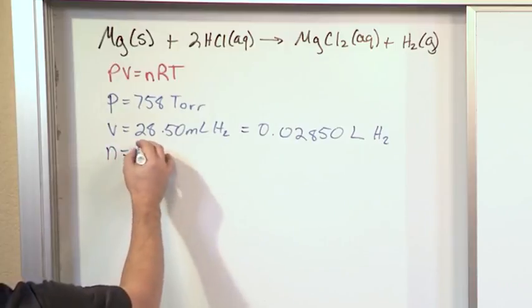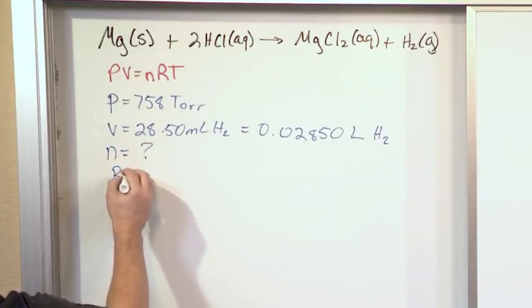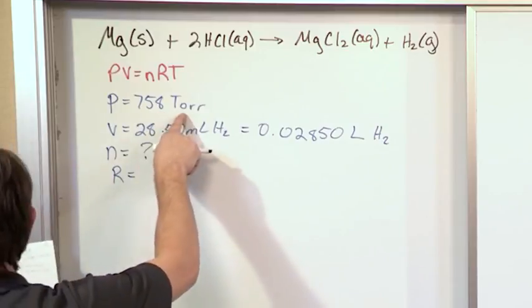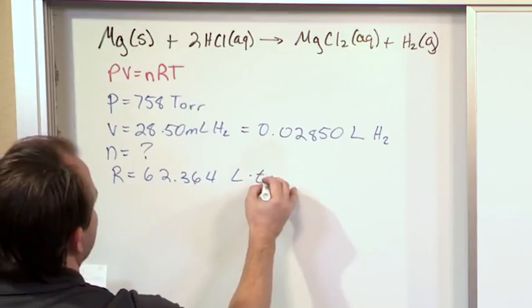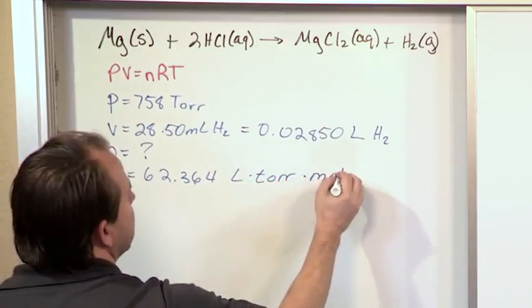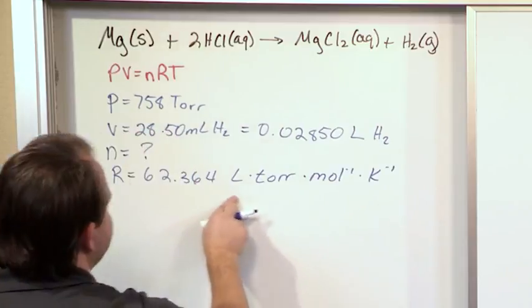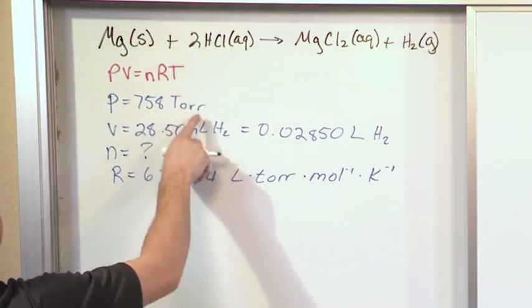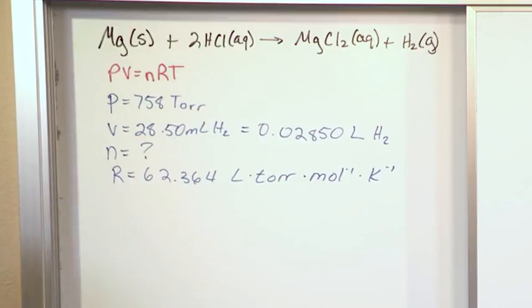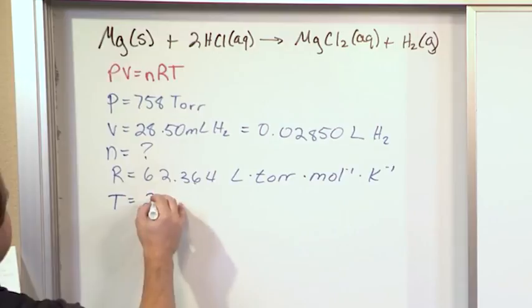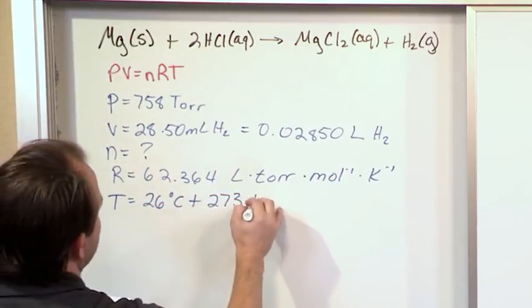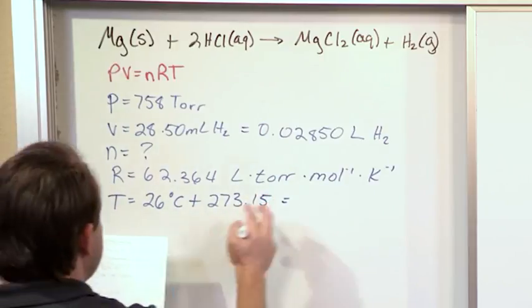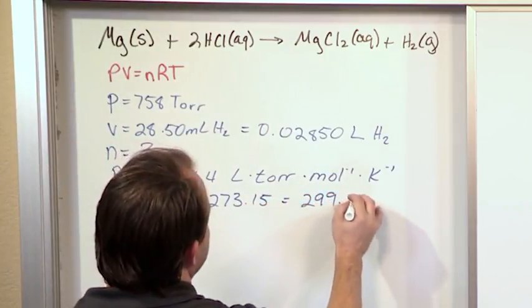Now the number of moles of that is what I'm trying to find. The gas constant, because the pressure is in torr, you want to use 62.364 liter torr per mole Kelvin. Don't forget to use the proper gas constant. You've got to use one that deals with torr, or you have to convert this to atmospheres first. That's kind of a waste of time, so we'll just use that. And then the temperature was given to us as 26 degrees Celsius, but I don't want to use Celsius, so I just add 273.15 to it. When you do this addition, you'll get 299.15 Kelvin.